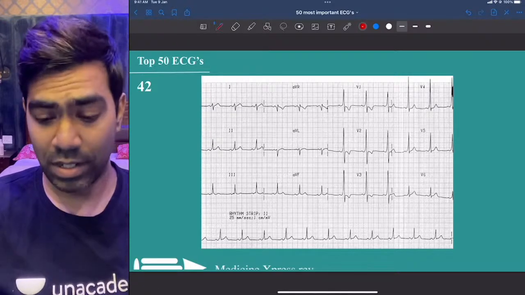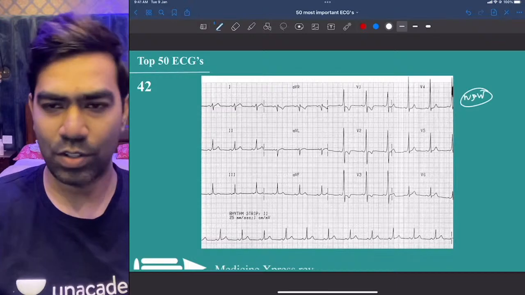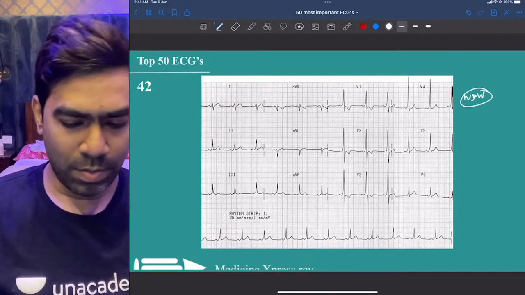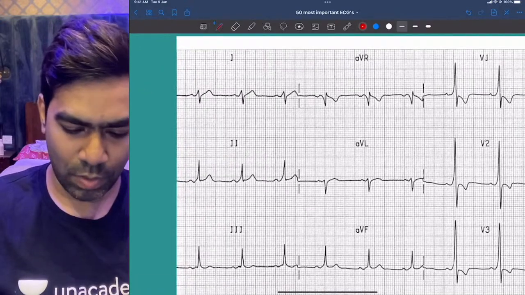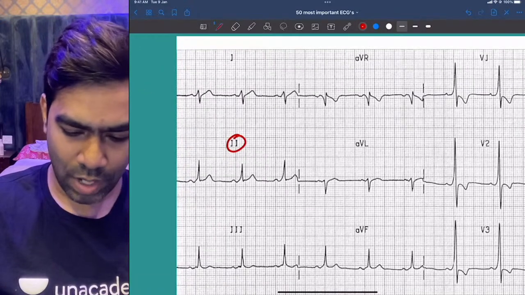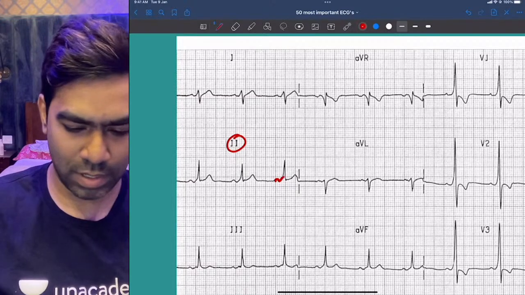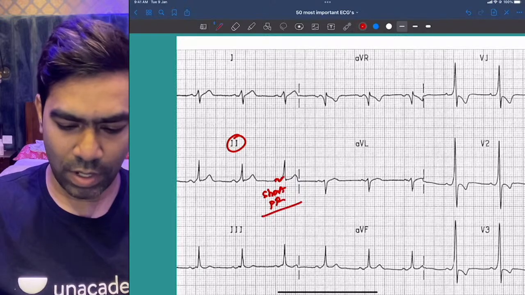And coming to some special waveforms. This is an example of WPW syndrome, otherwise called Wolff-Parkinson-White syndrome. What will be the characteristic finding of Wolff-Parkinson-White syndrome? There will be a short PR interval, number one. Look at lead 2 here. You have the P wave, and immediately after the P wave, your QRS complex takes up. So this is an example of a short PR interval.